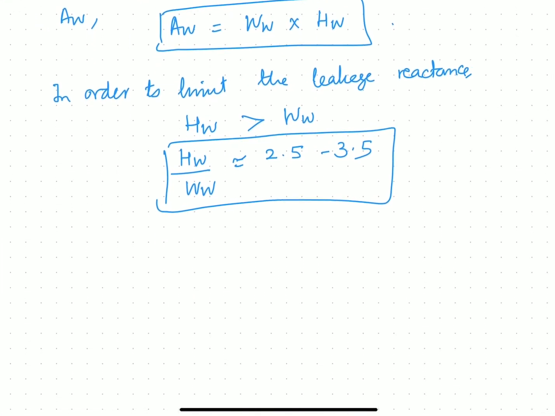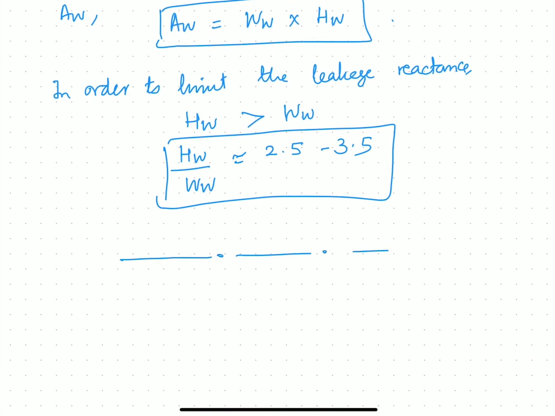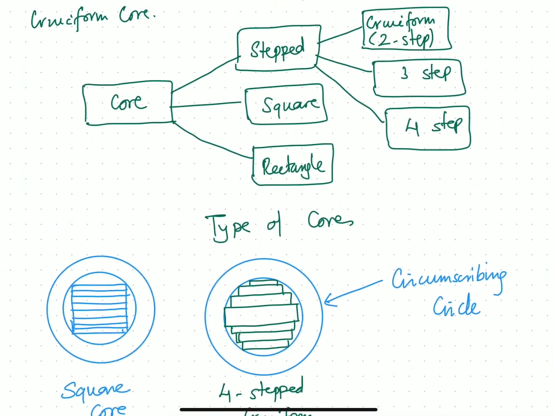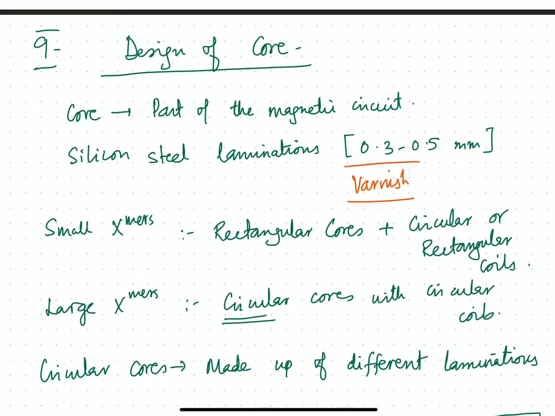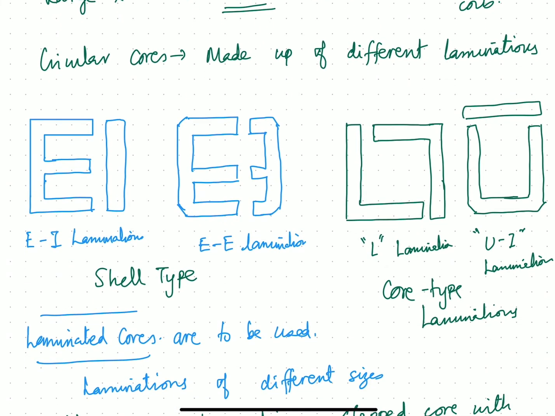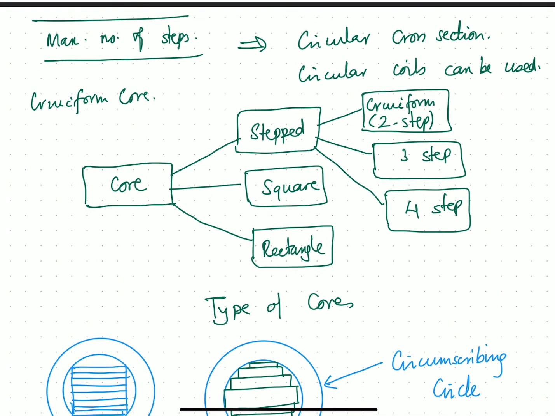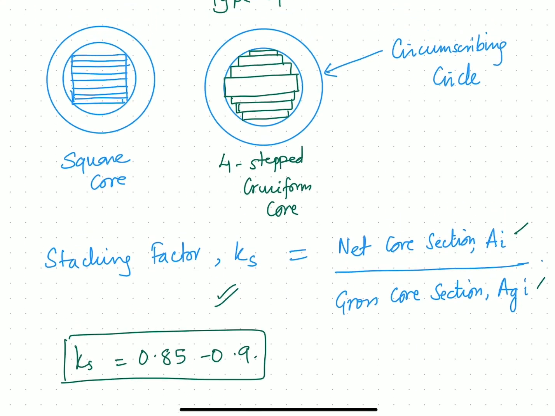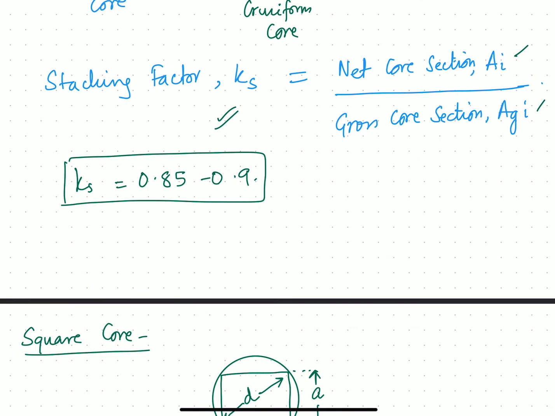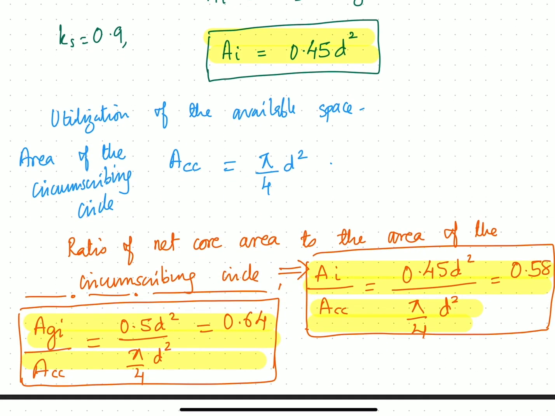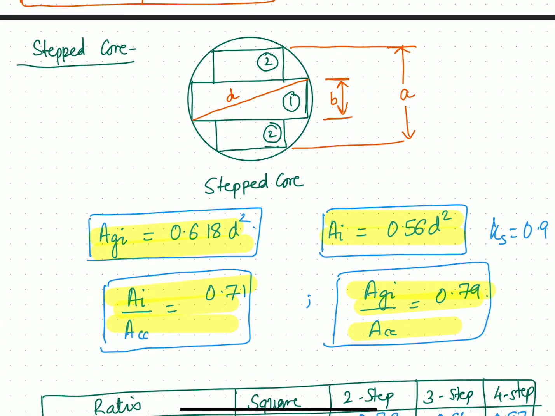So with this we conclude today's lecture, and summarizing, I'll just briefly go over what we discussed today. We started off with a description of the core. We saw what different types of laminations are used. We talked about the types of the cores. Then we talked about cruciform and square shaped cores. We talked about this stacking factor Ks. Then we calculated some important ratios, the net iron area, the gross iron area, and the ratio between them. We did this for the stepped core as well.